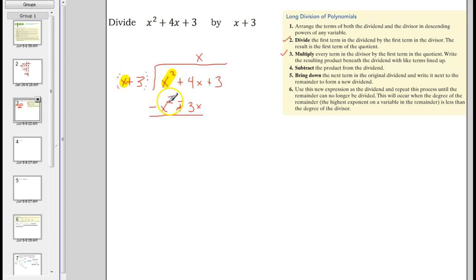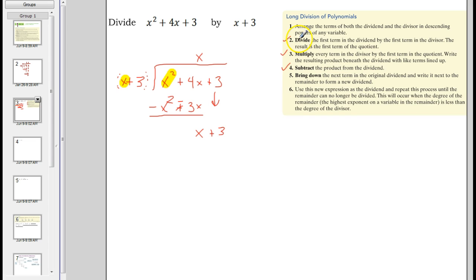X squared minus x squared is 0. It should always cancel because we pick the number that goes here, or the expression. And then 4x minus 3x is 1x, or just x. Alright, so we subtracted. Now bring down the next. The next thing is a plus 3. Now bring down a plus 3. Alright, and then start over.